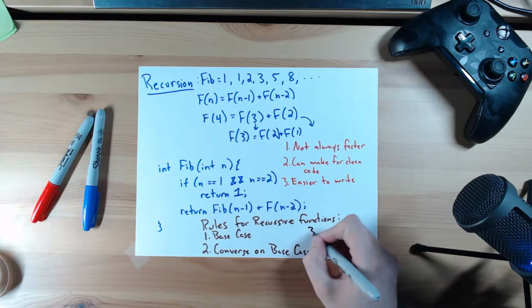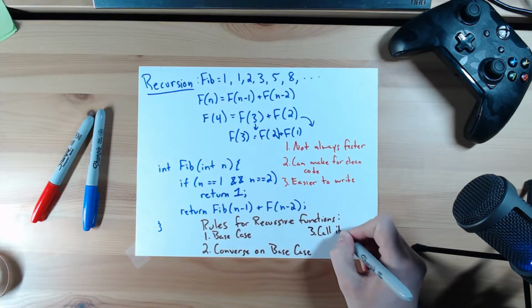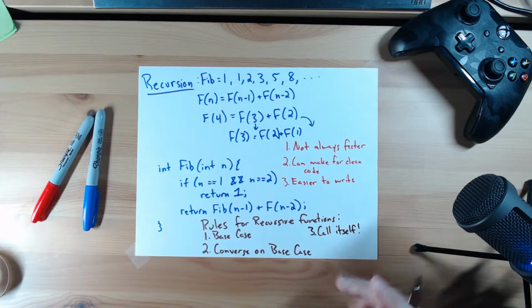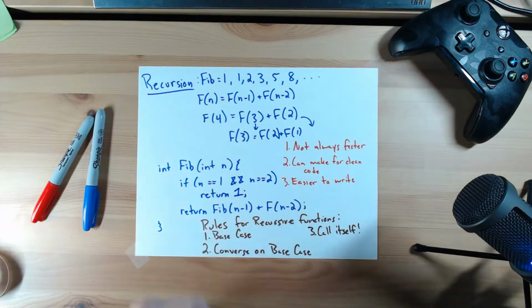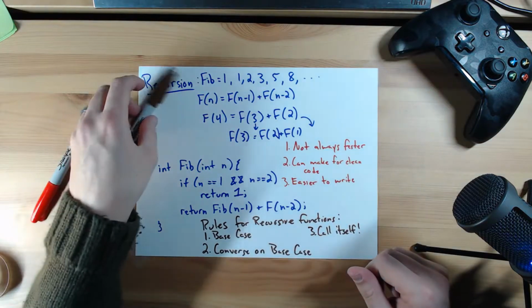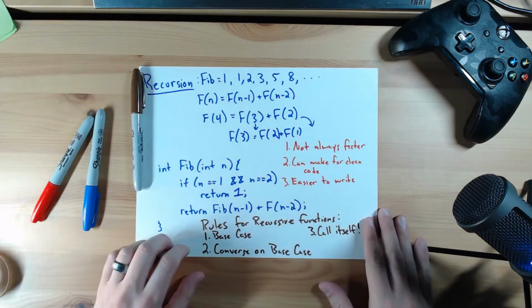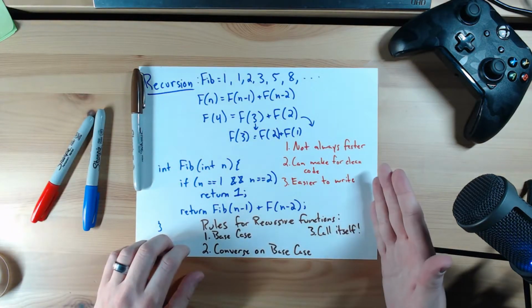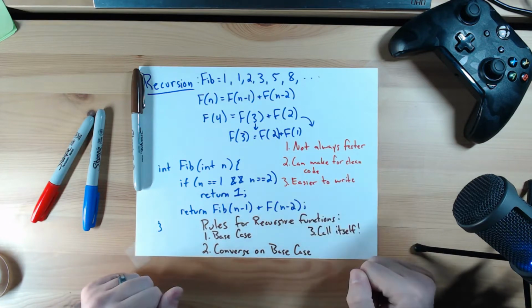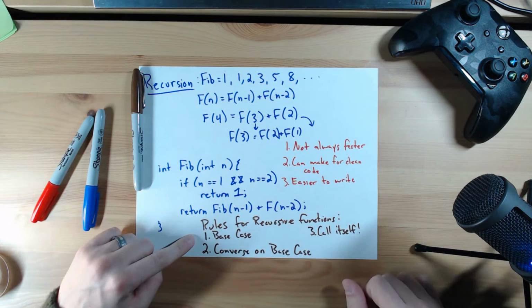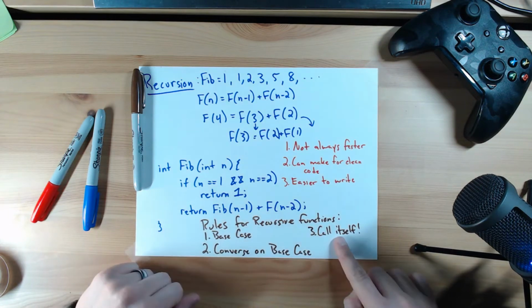And then finally, the third rule is it needs to call itself. Recursive functions naturally call themselves, and if they don't call themselves, they're not recursive. So there's a very quick overview of recursive functions. They're not always faster. They can make code clean, and they can sometimes be easier to write. The three rules: they need to have a base case, they need to converge on the base case, and they need to call themselves.